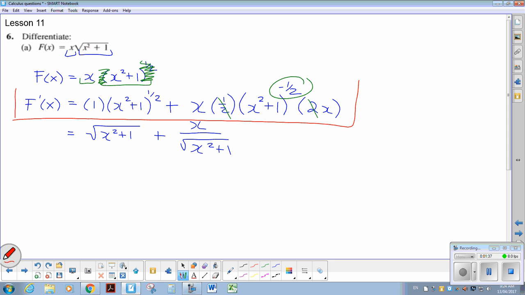Okay, after that, it's just algebra. But how did they get the answer they did? They probably took a common denominator of root x squared plus 1. If we multiply the first fraction to give it a denominator of root x squared plus 1, we end up with just x squared plus 1 and then plus x. So that's probably what they had for a final answer, but not necessary.